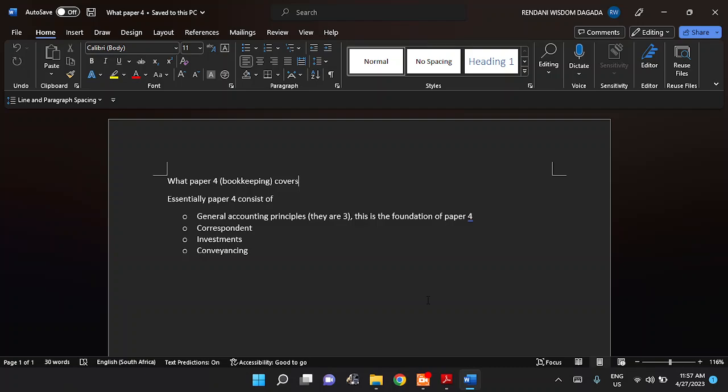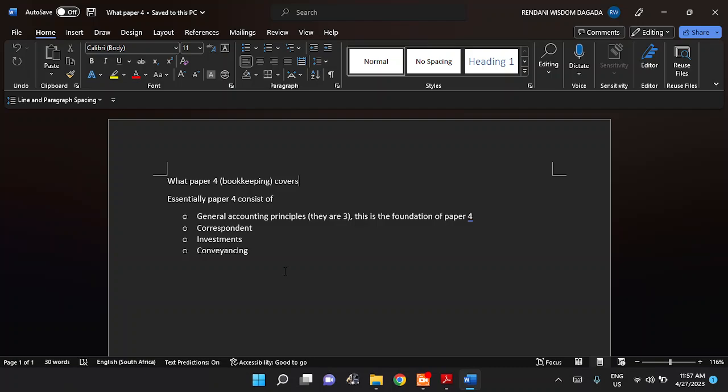We cover it here at Simplified Academy. Investments is very simple. 3 types of investments, we cover them. And then there is conveyancing. Some say it's hard, but conveyancing in terms of Paper 4 bookkeeping is very simple and straightforward. You just need to know what bank guarantee means and what pro forma account means. And we do cover that here at Simplified Academy.